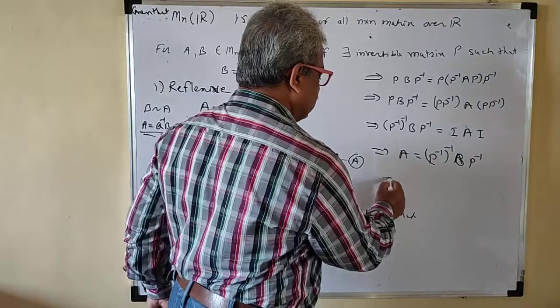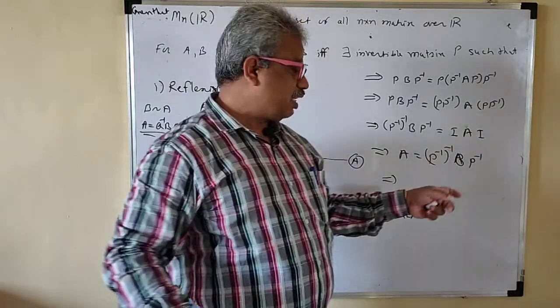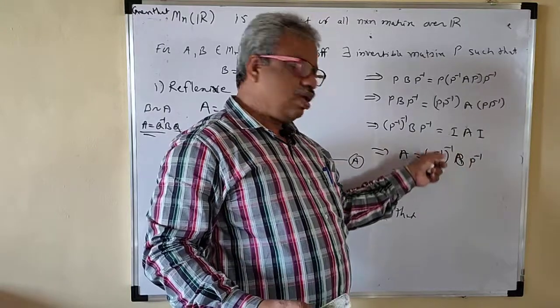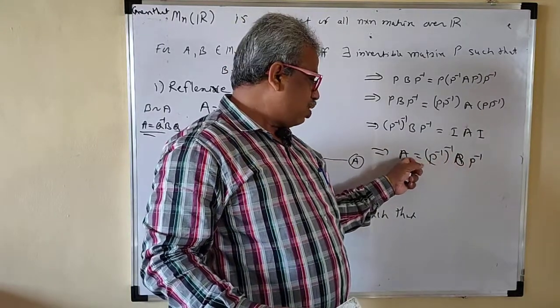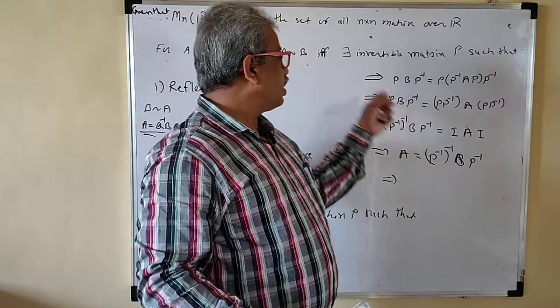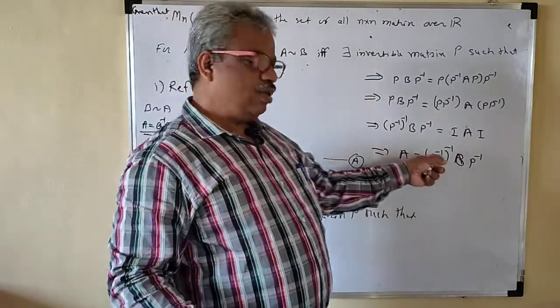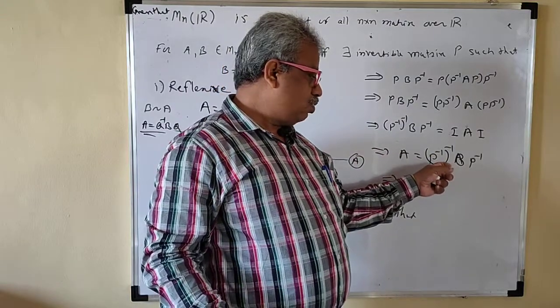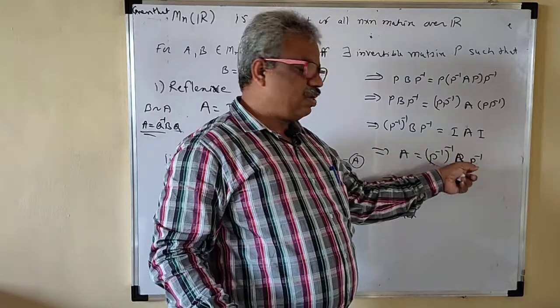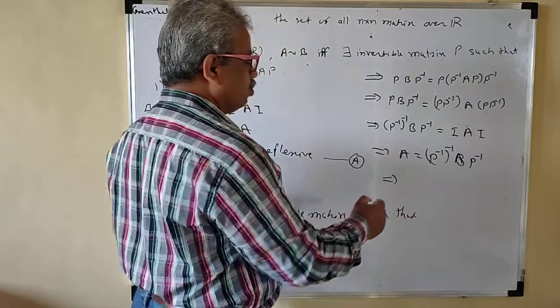So what does this imply? We have proved that there exists an invertible matrix P inverse such that A is equal to P inverse B P. If you say P inverse is equal to Q, then what we get is A is equal to Q inverse B Q, the same type as P inverse A P. So your P inverse is your Q now.